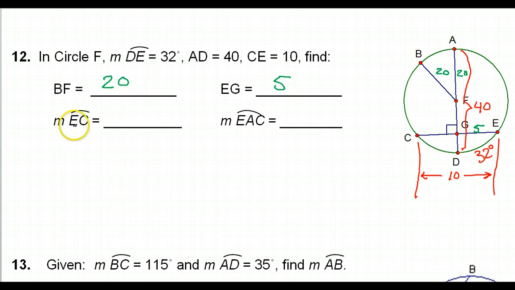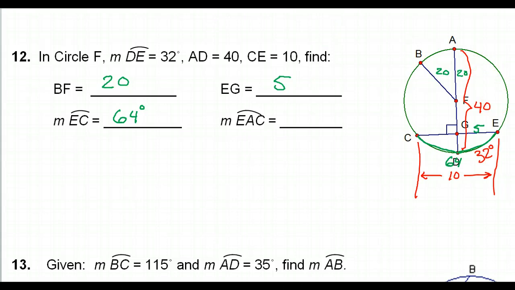So now we're supposed to find the measure of arc EC. Well, that's this arc right here from E to C. But since this part of the arc is 32, then the whole arc must be 64. Just double it. So arc CE is 64 degrees. Now we're supposed to find the measure of arc EAC.